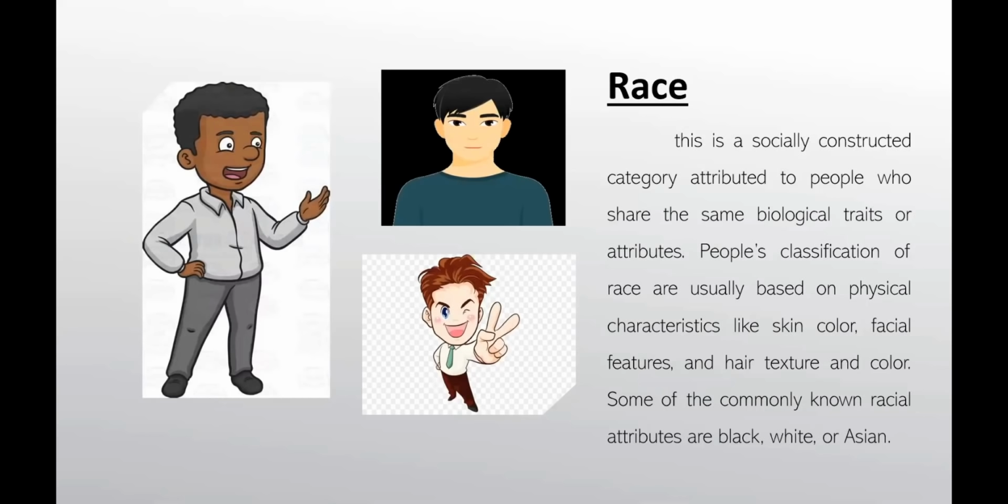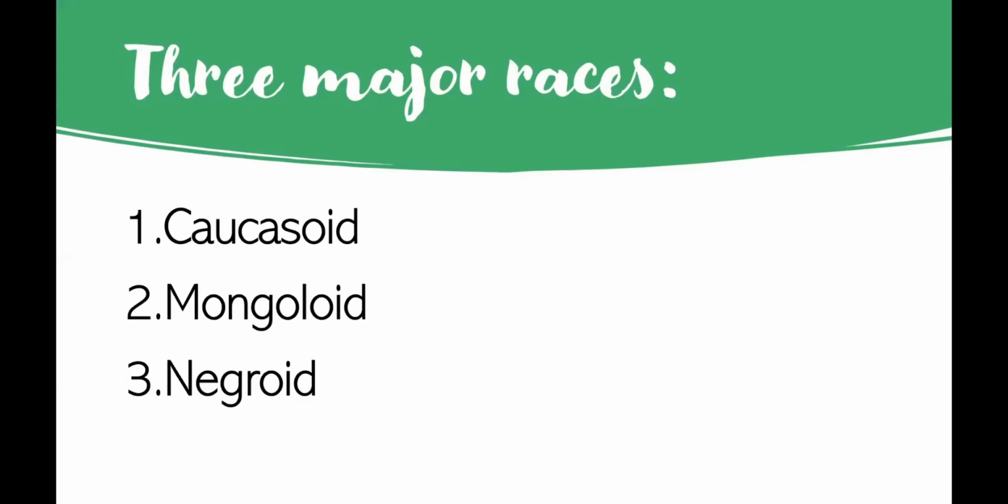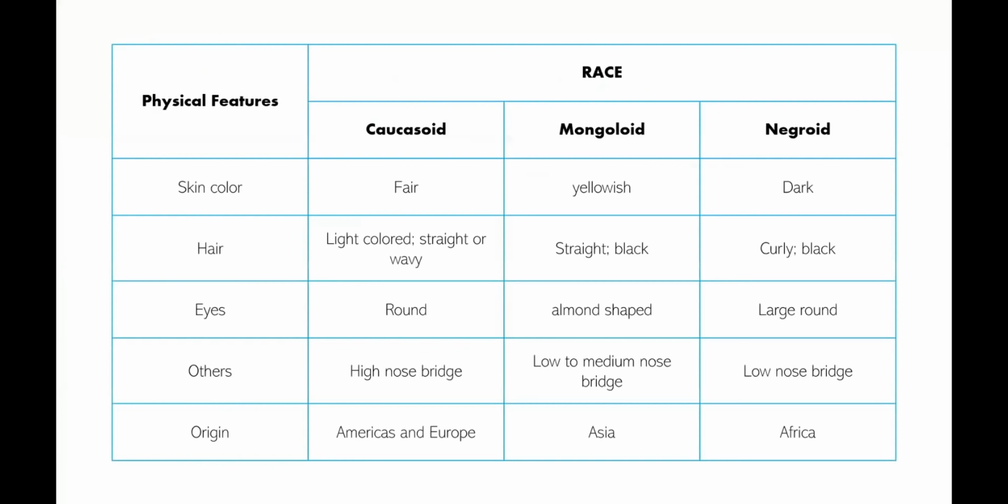Now, race. When we say race, we are talking about the physical attributes of a person. So, what are those physical attributes or characteristics of a person? First, we are talking about the skin color, facial features, the hair texture and color, and some of the commonly known racial attributes are black, white, or Asian. So we have here the three major races, namely Caucasoid, Mongoloid, and Negroid.